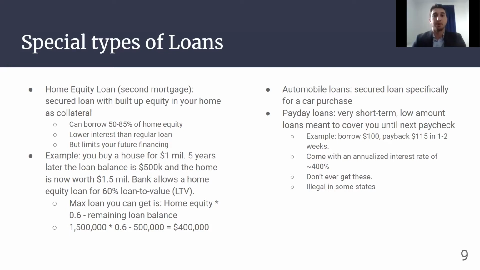The next special type of loan is an automobile loan. This is a secured loan that's specifically for a car purchase. So you take out a loan, and then that car is used as collateral for the loan.